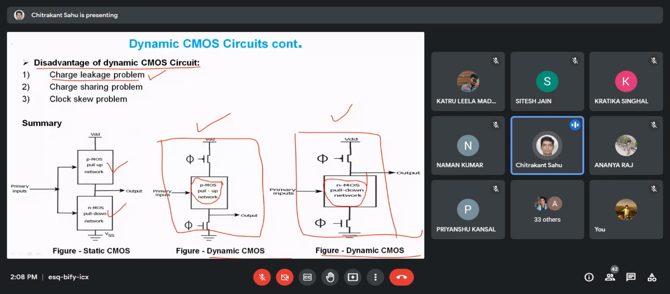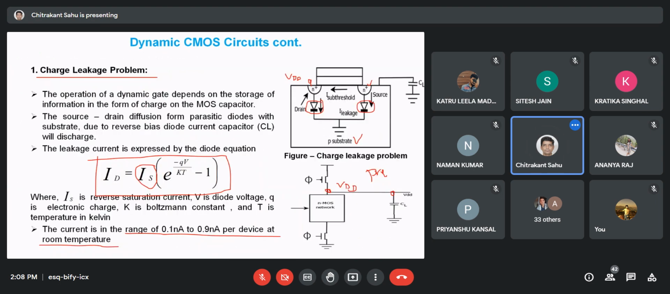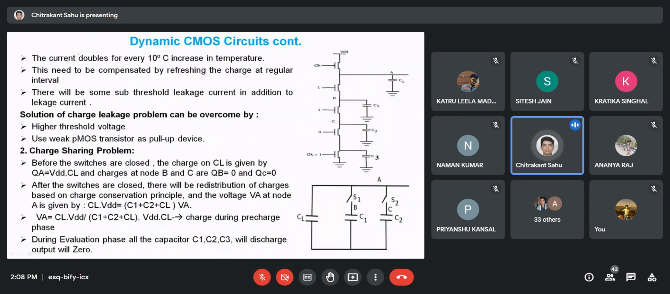So the second point: we discussed the charge leakage problem. There are three main disadvantages, as I listed here. The second disadvantage is most important, the charge sharing problem. I'll go to the slide on the charge sharing problem. What is the charge sharing problem basically? Charge sharing problems occur in such a kind of structure. This is a dynamic logic circuit. Can anybody guess which kind of dynamic logic circuit it is? What is the function of this circuit, judging from the diagram itself?